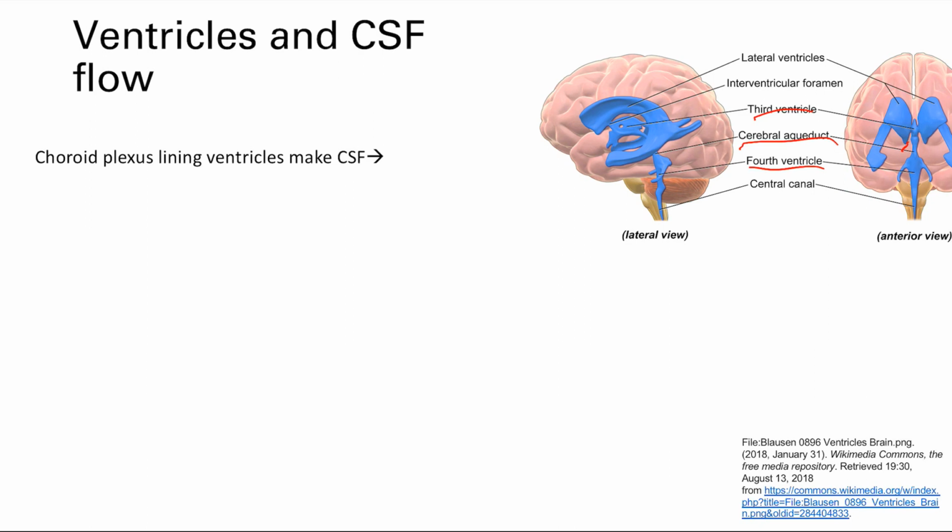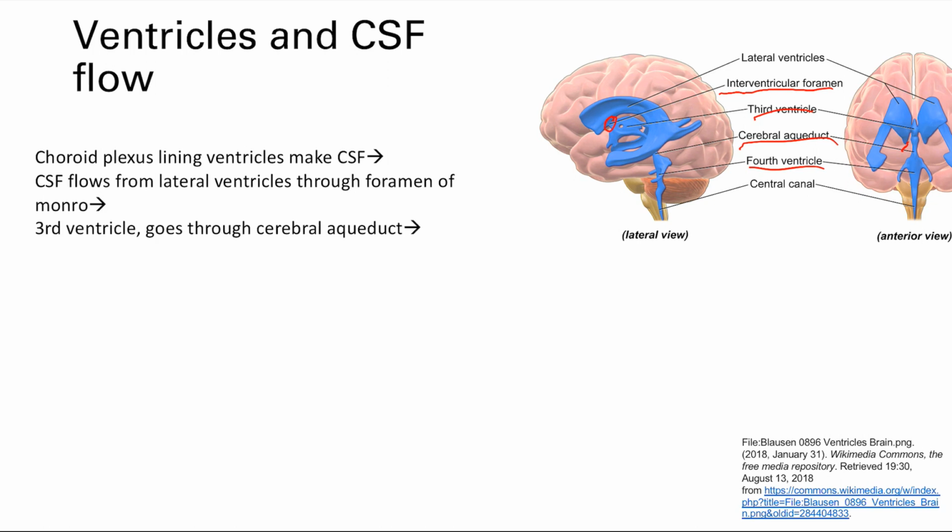So we'll go through the sequence of events again. So you have this choroid plexus lining the ventricles. It makes CSF. It lines your other ventricles. It makes CSF. CSF is going to flow from the lateral ventricles through the foramen of Monro, which is otherwise named as the interventricular foramen here. The foramen of Monro goes into the third ventricle.